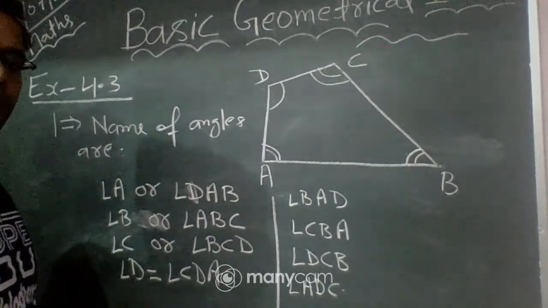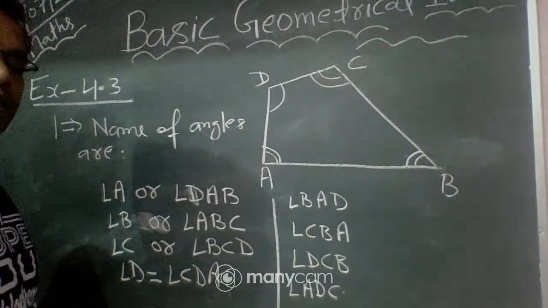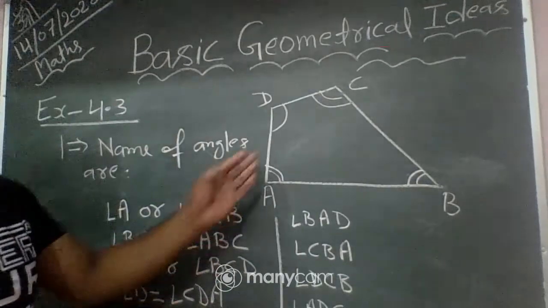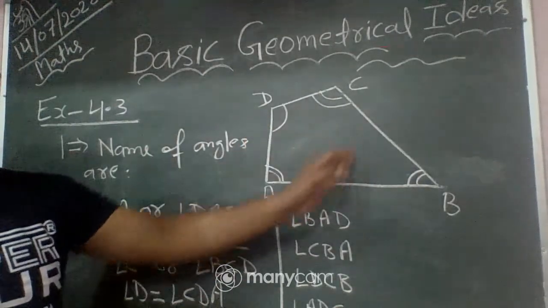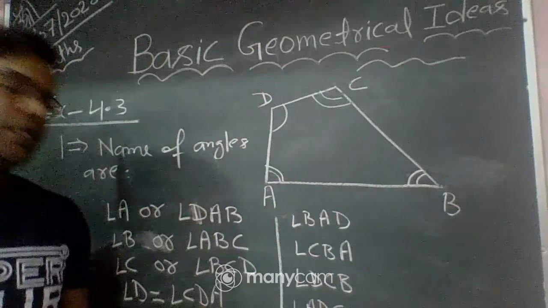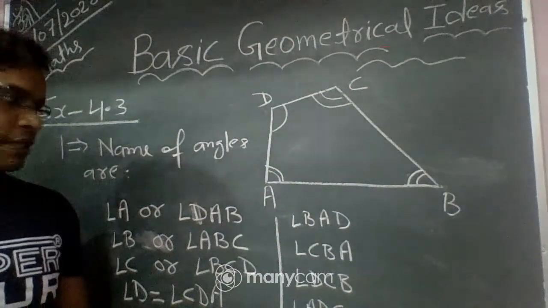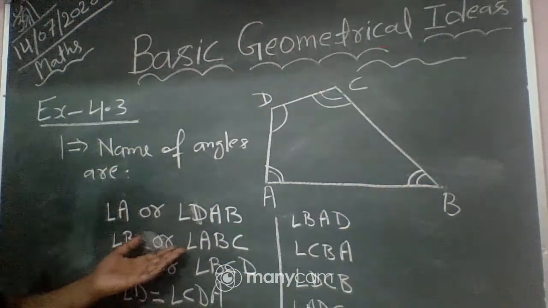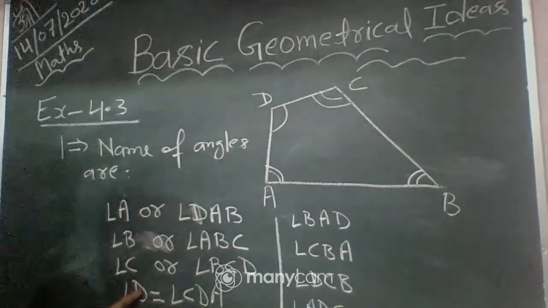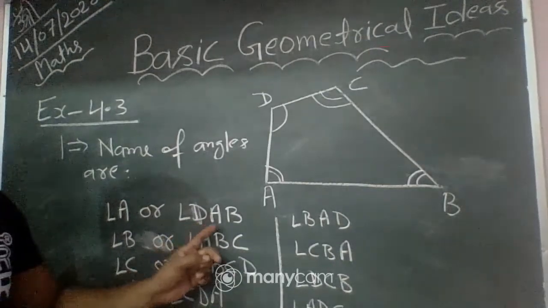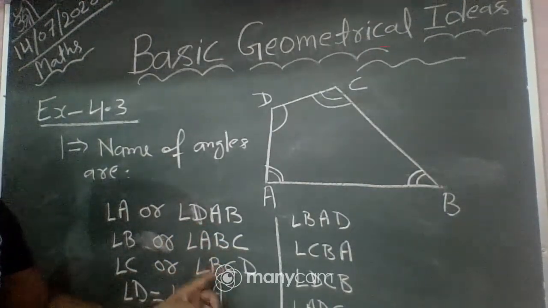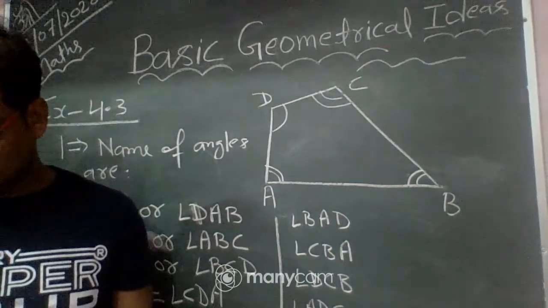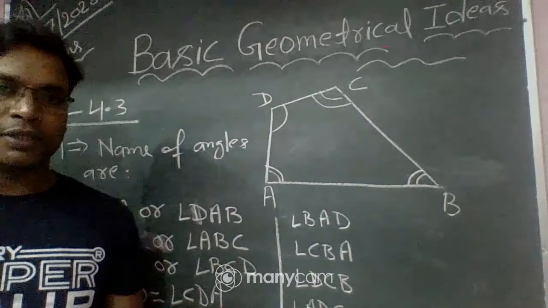So all possible names of angles in the given figure ABCD. This is a four-sided polygon, side 1, side 2, side 3, side 4. This is a quadrilateral. So all possible angles you write here: angle A, angle B, angle C, angle D, or angle DAB, ABC, BCD, or CDA. Okay, so let's see the second question of this exercise.